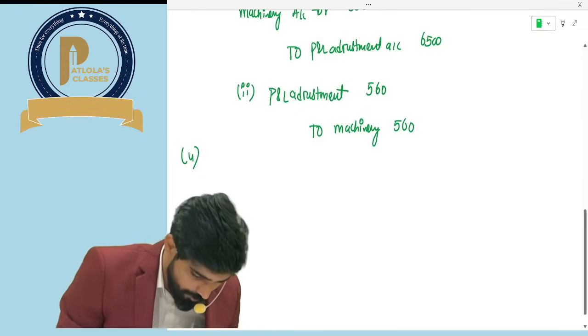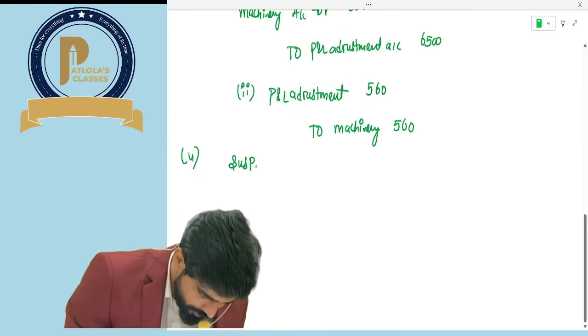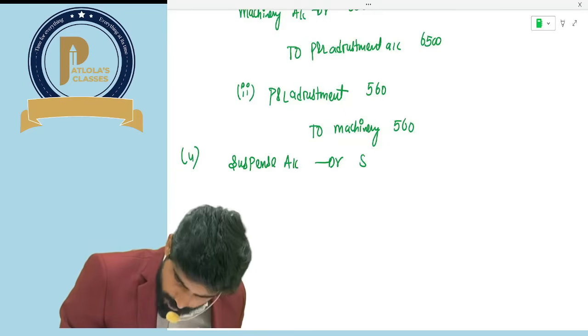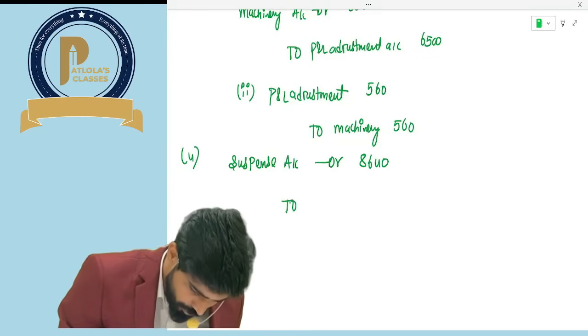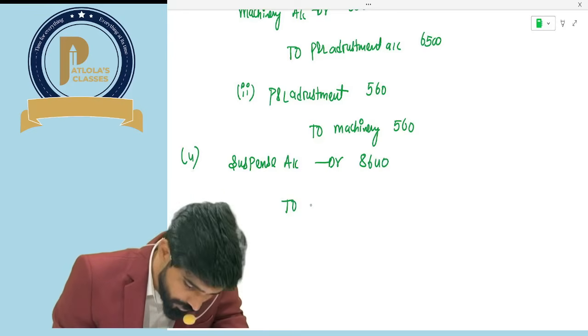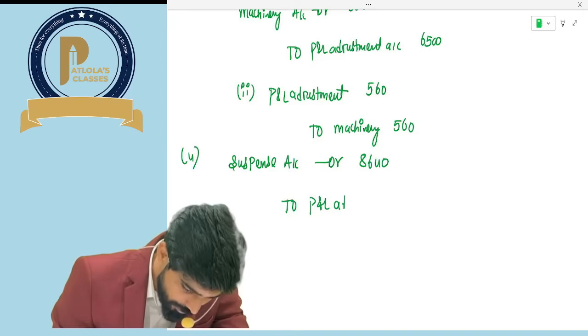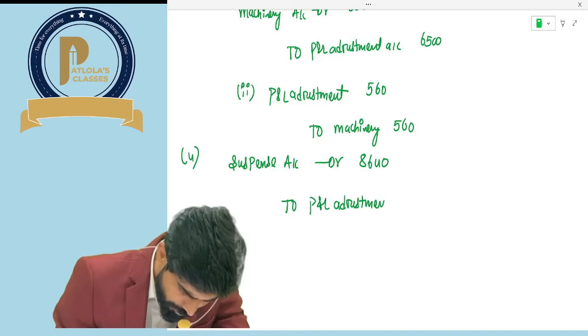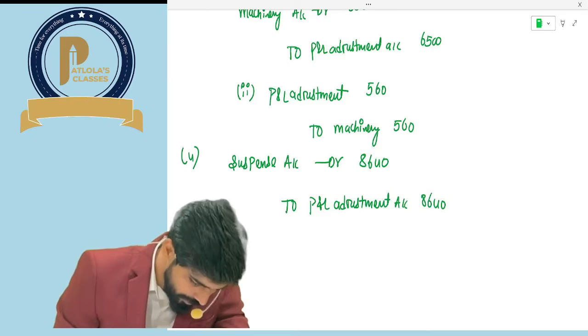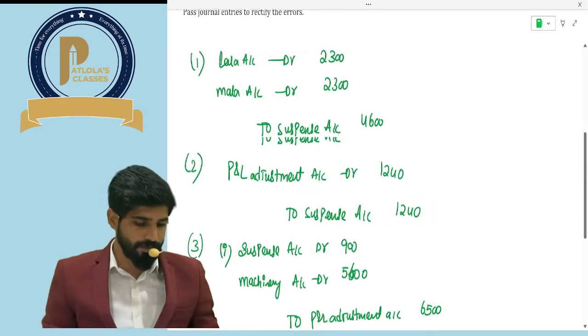So the entry will be suspense account debit 8,640 to purchases we should have written, but we are not going to credit purchases. We are going to use P&L adjustment account 8,640. Wonderful. Let us get into the last one so that we are done with this question.